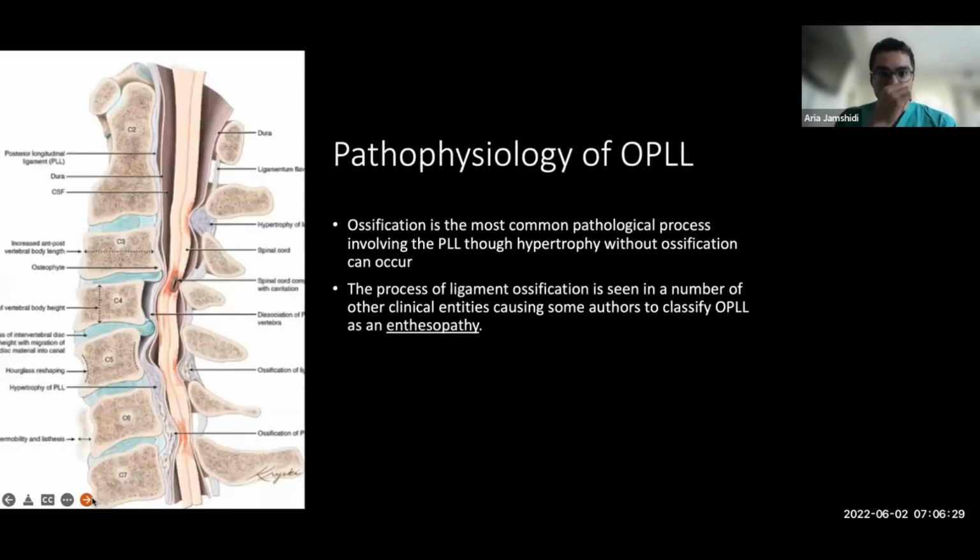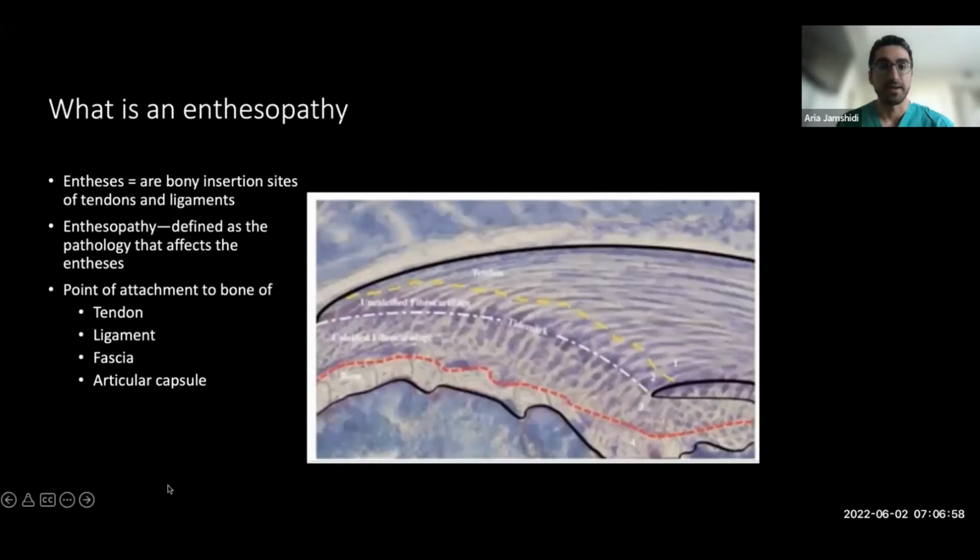In terms of the pathophysiology, ossification is often thought to be the most common pathological process involving the PLL. However, it's important to think about OPLL as a continuum that can oftentimes start with hypertrophy of the ligament itself, that then over time reshapes and can lead to intramembranous ossification of this initial hypertrophy, and then lamellar bone can start forming. Some authors have identified OPLL as an enthesopathy.